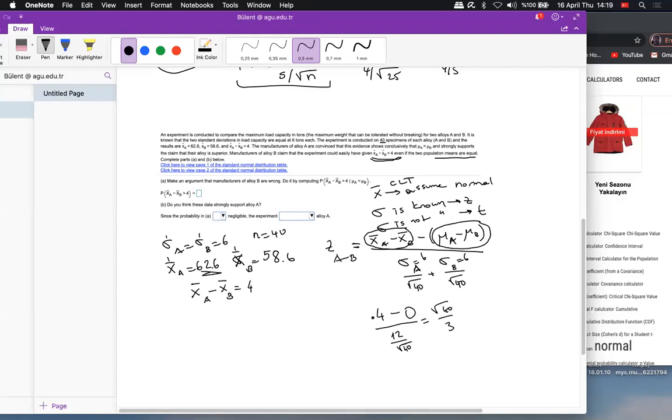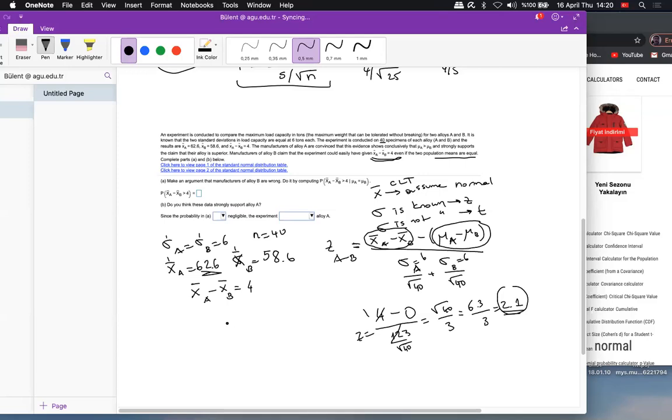Am I doing this correctly, arkadaşlar? 1, 3, root 40. What is root 40? Something like 6 point something, right? 6.3. So 6.3 divided by 3 would be 2.1. I'm not using any calculators. You should be using one. But I'm just finding the Z value here, which is 2.1.